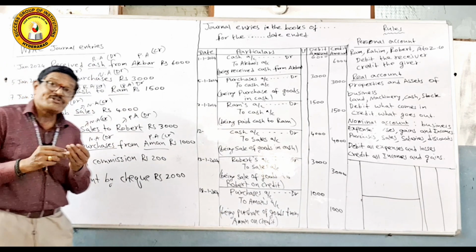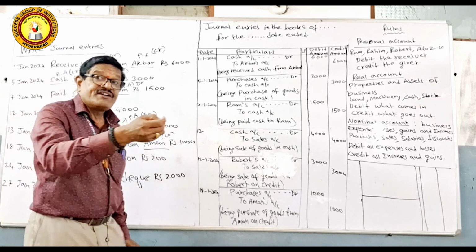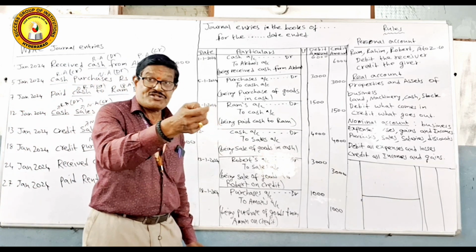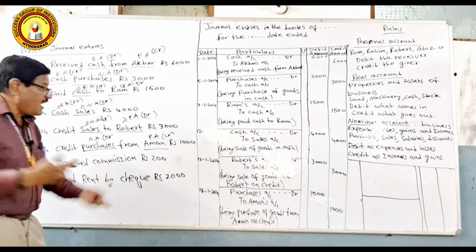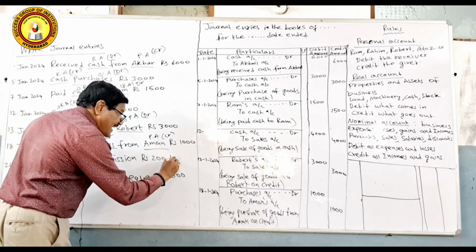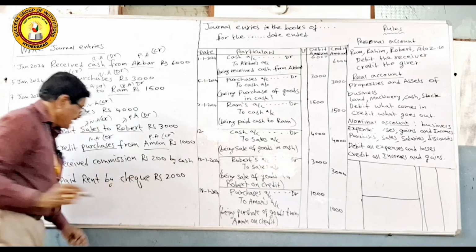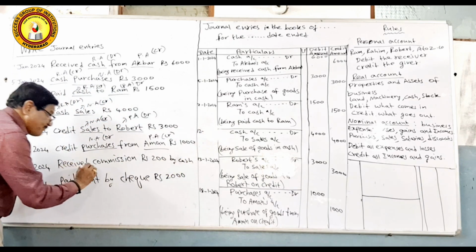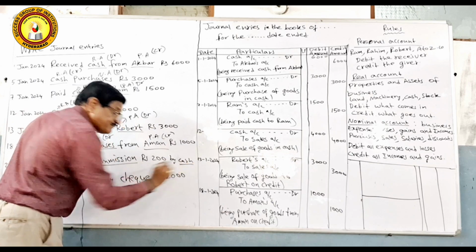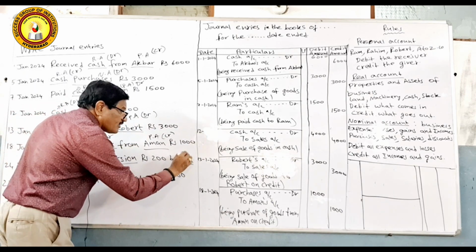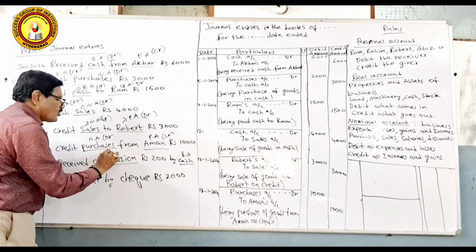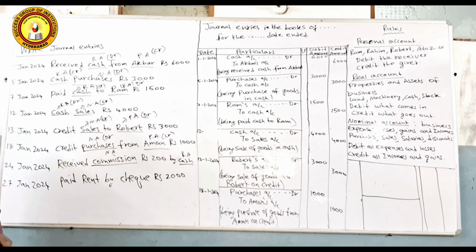Now, 24th Jan, received commission. How do you receive commission? In the form of cash. So, we have to think that it is by cash. So, two things are there: one is commission, one is cash. Cash comes under real account. Commission comes under nominal account.